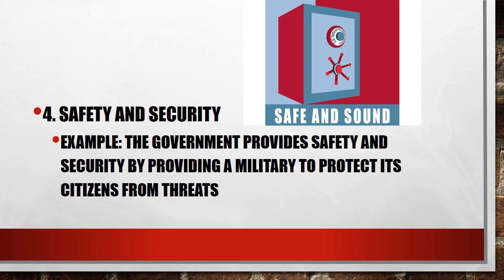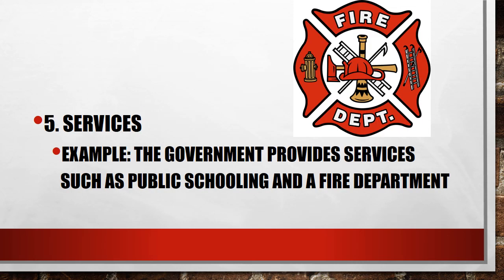And now on to the fifth and final purpose of government: services. We talked earlier about some of the economic services, like unemployment, and that fits into this. But another example would be that the government provides services like public schooling and a fire department. If you are a citizen of the United States, you are guaranteed 12 years of public schooling, which means the government will pay for your schooling and they will do what they can to make sure that you graduate with a high school degree.